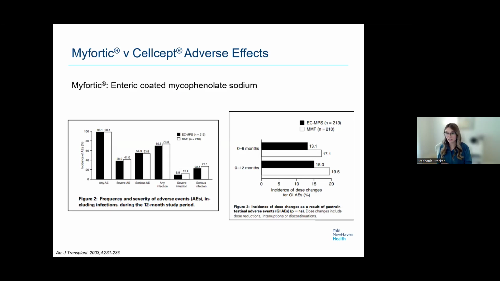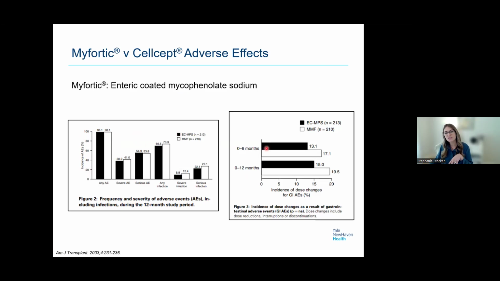Because of all the GI side effects with mycophenolate, myfortic was developed. So the idea with myfortic was that this is an enteric-coated version, and it may help with all of these GI side effects that we see with mycophenolate. And what you're seeing on this slide is pulled from renal transplant literature, but effectively this compared the use of CellCept and myfortic and didn't find any difference in adverse effects.